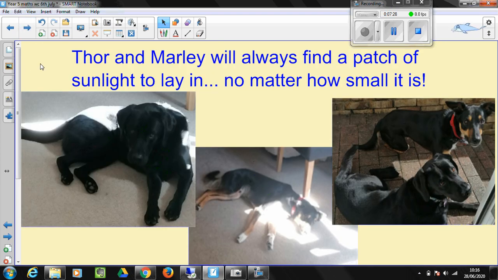And finally, you've worked really hard this week. I don't know about you, but Thor and Marley will always find a patch of sunshine to lay in, no matter how small it is. So whether the weather's good or not, enjoy laying in the sunshine this week.